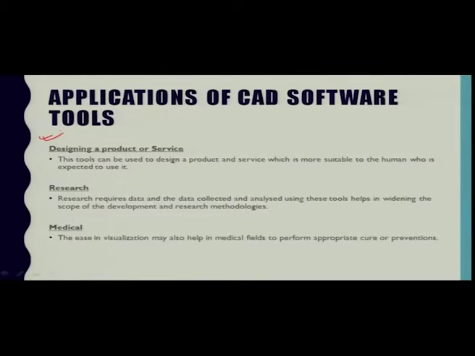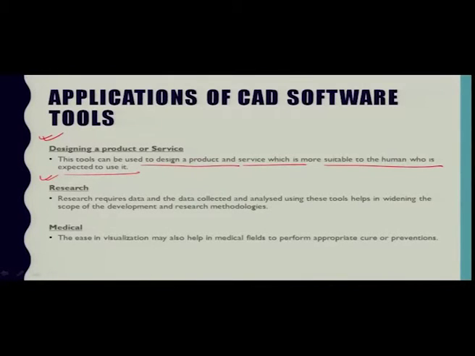So what are the possible applications of CAD software tools? It is used for designing a product or service. It is used to design a product and service which is more suitable to the human who is expected to use it. These CAD software tools are also used for research. The research requires data, and the data collected and analyzed using these tools helps in widening the scope of the development and research methodologies.